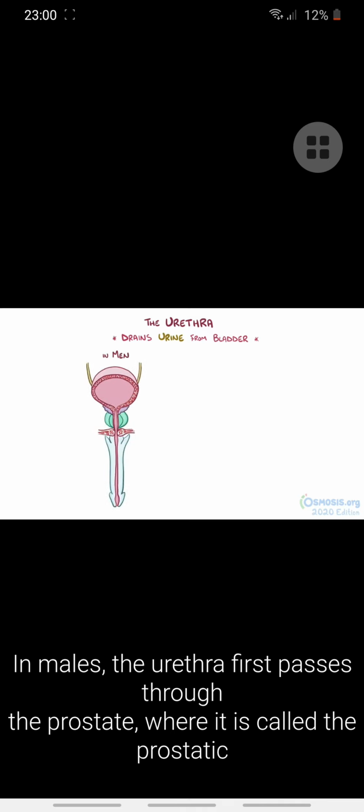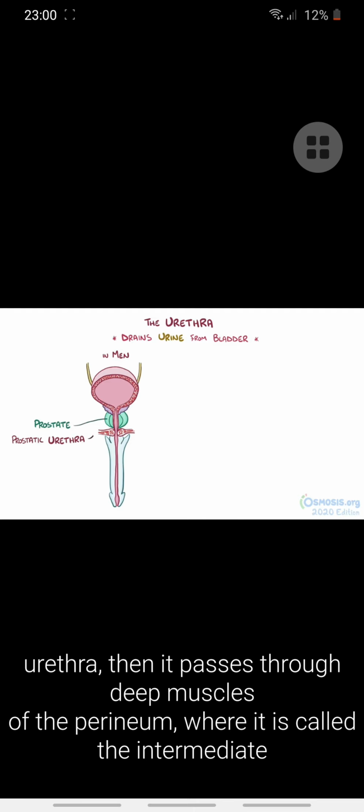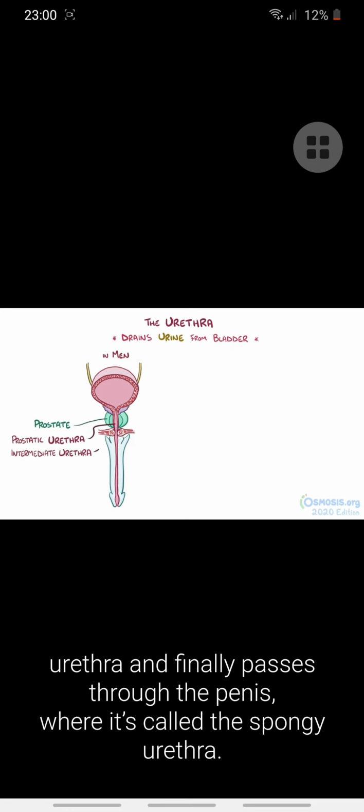In males, the urethra first passes through the prostate, where it's called the prostatic urethra. Then it passes through the deep muscles of the perineum, where it's called the intermediate urethra, and finally passes through the penis, where it's called the spongy urethra.